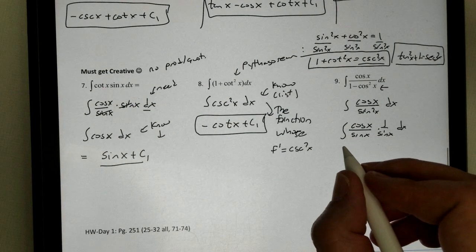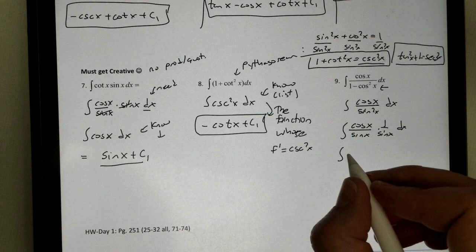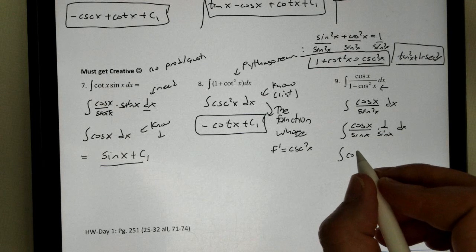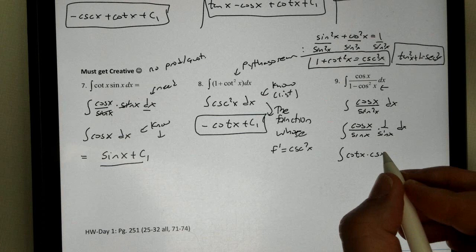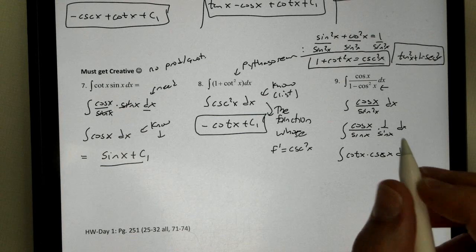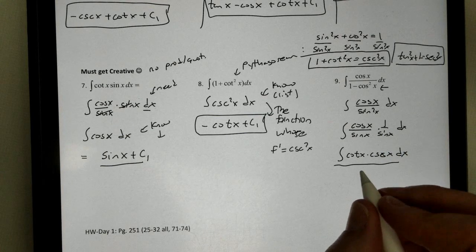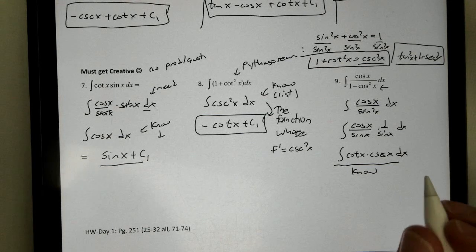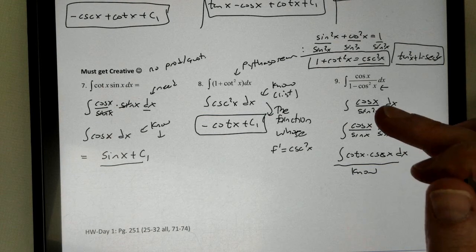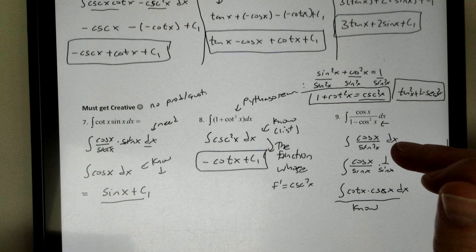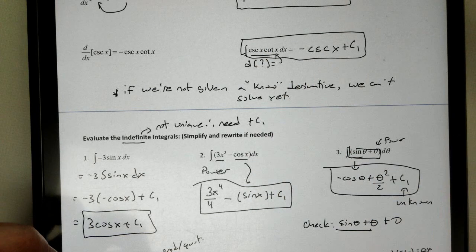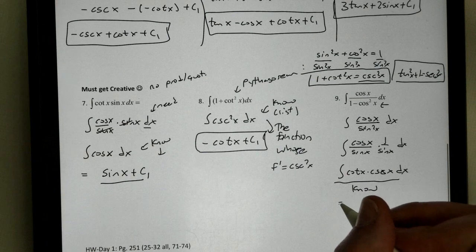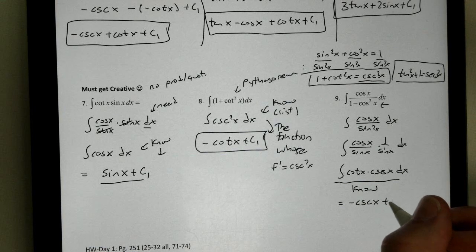And now watch what happened. Oh yeah, what is cosine over sine? That is just cotangent of x. And 1 over sine of x is cosecant of x. And this I do know. I know what that is. So by using a little bit of trig, I was able to split this up. And cotangent, cosecant, that is on our list over here. The antiderivative of cosecant x cotangent x is negative cosecant of x plus c1. So this is negative cosecant of x plus c1.